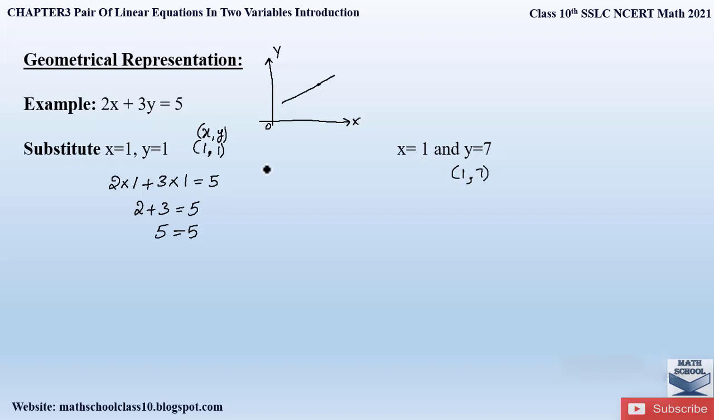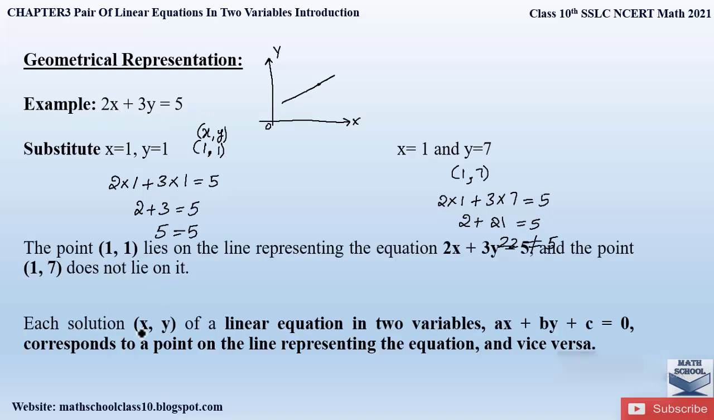Now let us substitute in the equation and find out. So 2 into 1 plus 3 into 7 is equal to 5? So 2 ones are 2 plus 7 threes are 21 is equal to 5. So 21 plus 2 is how much? 22, which is not equal to 5, right? Therefore, we can say that the point (1, 7) does not lie on the line which represents the equation 2x plus 3y equal to 5.